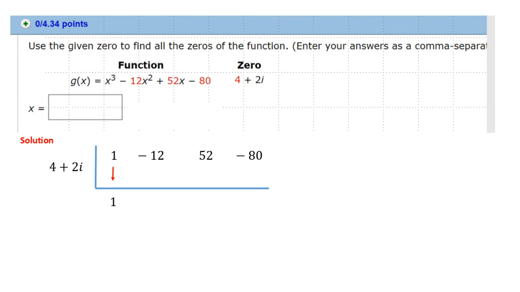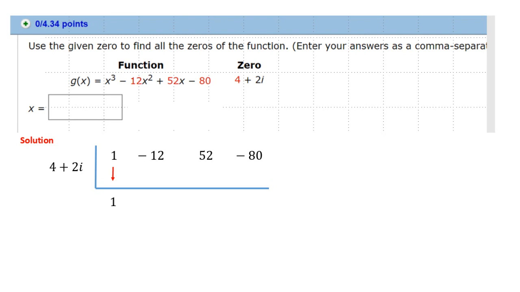I'm going to apply the same process that I did before. I want to simplify this cubic to find the zeros, so I'm going to use synthetic division again. It's already in order, so I don't have to worry about the order. I have the x cubed, x squared, x, and the constant. Let me grab my coefficients: 1, -12, positive 52, -80. My zero is 4 plus 2i.